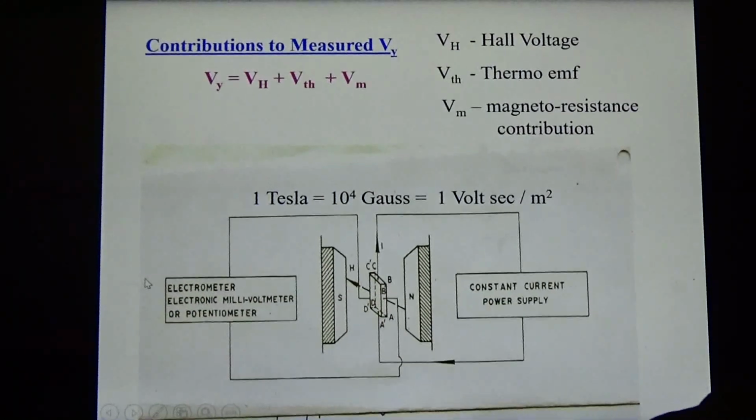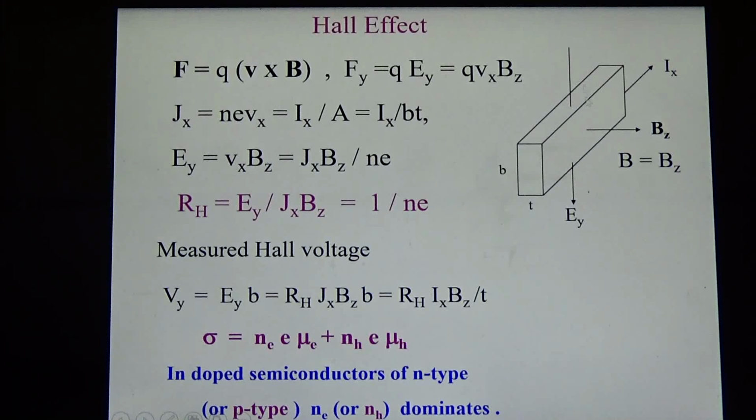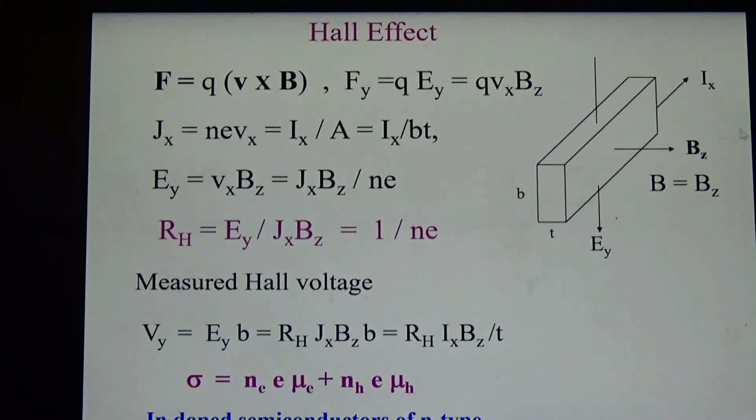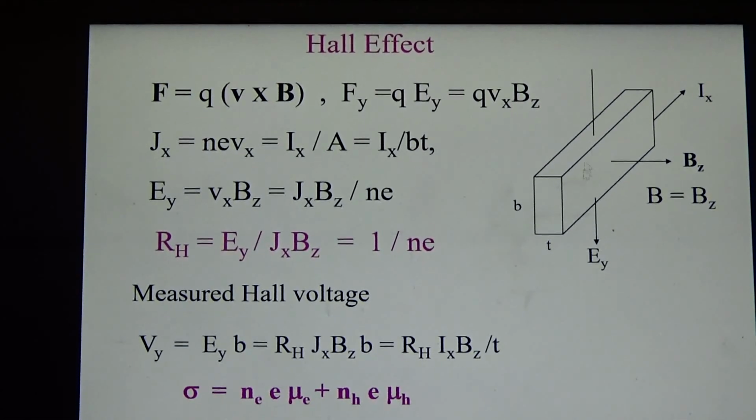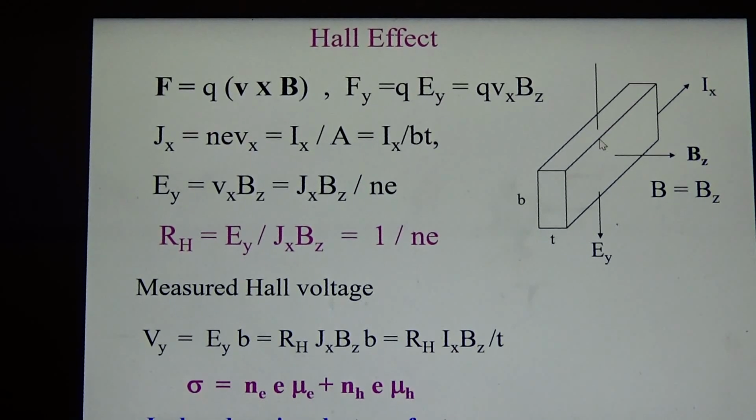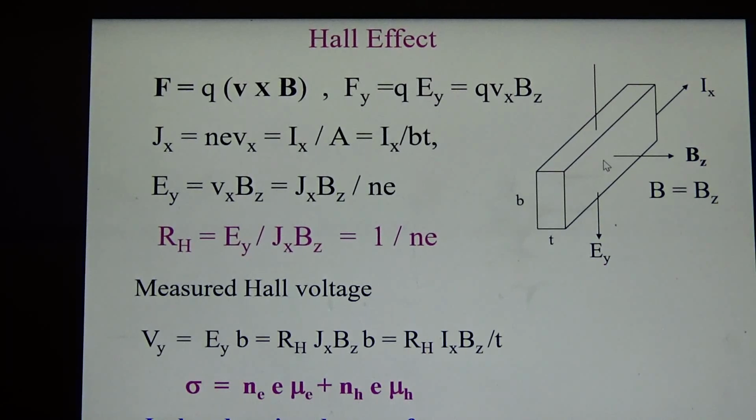So in this experiment, what we do is we'll basically try to measure the voltage in this direction by setting up an electric field and applying a magnetic field perpendicular to that to a semiconductor material. And the measured voltage that you see consists not only of the Hall voltage, but there are other contributions that we need to take into account.